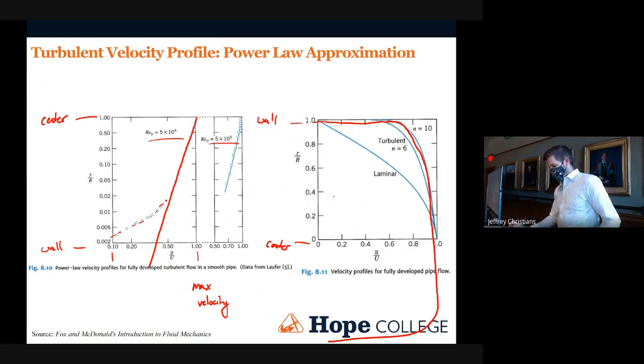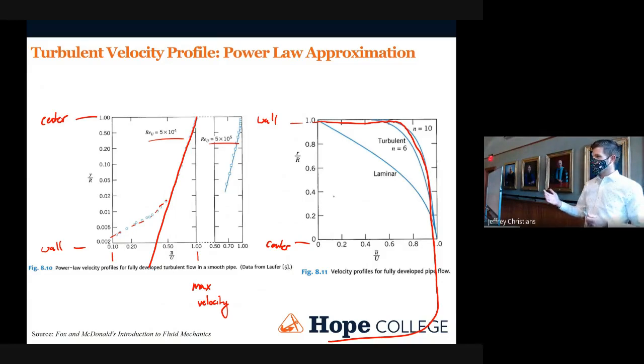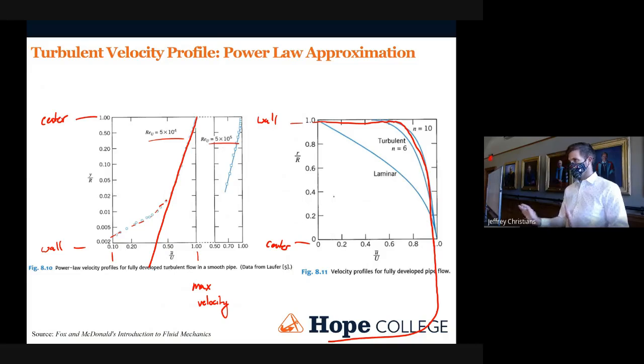Remember, when we were doing Reynolds transport theorem things like calculating forces, we said, let's assume a uniform velocity because that makes our lives easier. Turns out, if we're in turbulent flow, uniform velocity is not all bad. In laminar flow, the profile is clearly not uniform. But turbulent flow actually is fairly uniform.